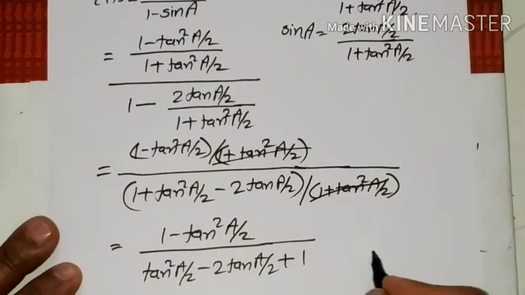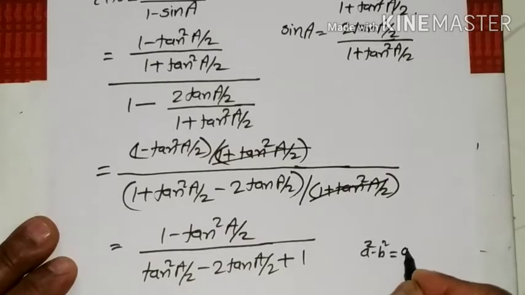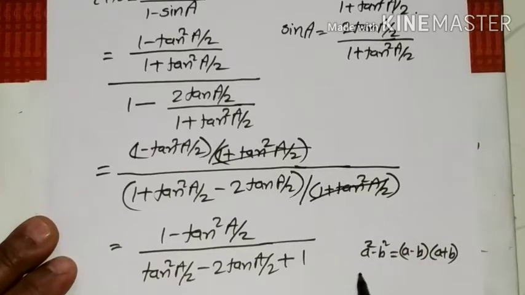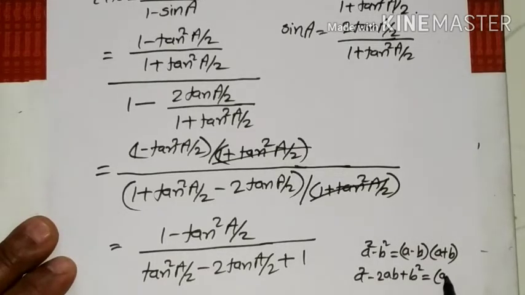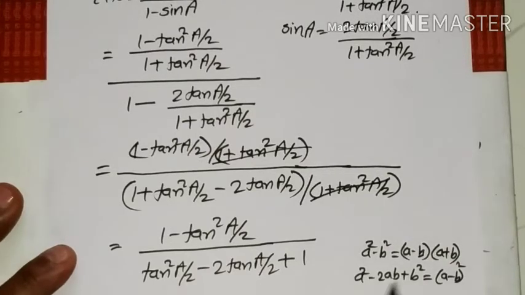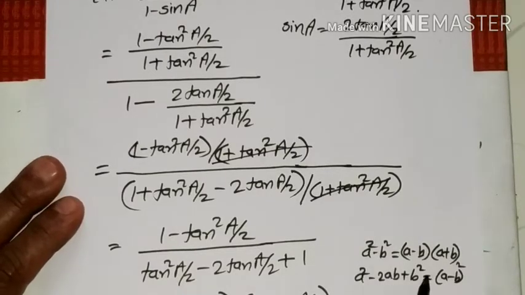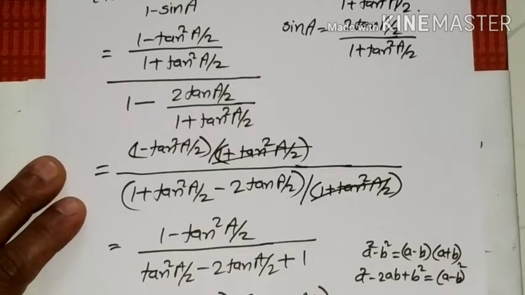Using the formula a square minus b square equals a minus b into a plus b, and a square minus 2ab plus b square equals a minus b bracket square. Then the first numerator part is 1 minus tan A/2 into 1 plus tan A/2, whole divided by, in the denominator, use this formula. A means tan A/2, B means 1, minus 1 bracket square.